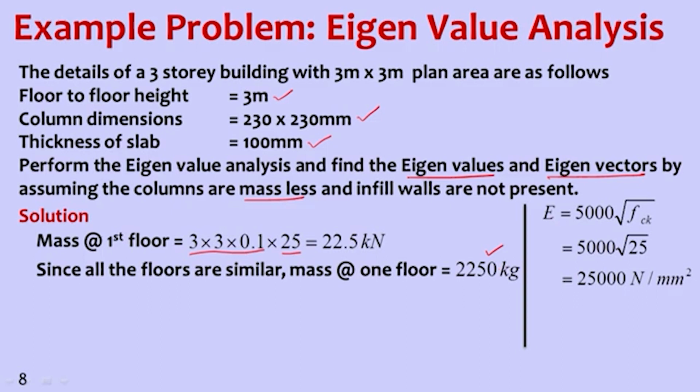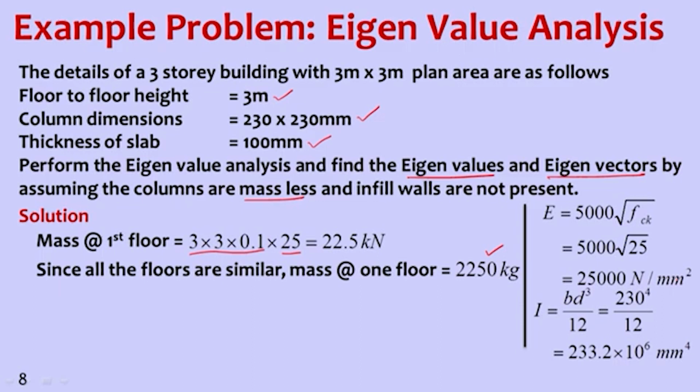For that we want the modulus of elasticity. So, it is assumed that the material grade is M25 grade concrete. So, 5000 under root fck. So, we get 25,000 Newton per millimeter square as the modulus of elasticity.